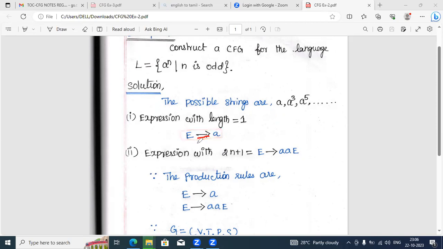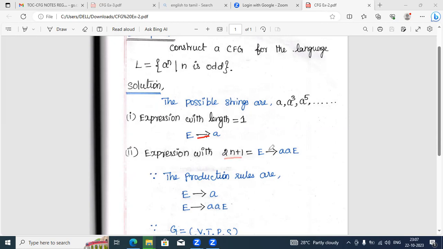Suppose it is more than 1. We cannot say for even numbers. We have to get only odd numbers, right? So 2n + 1: if the n value is 1, then 2 into 1, 2 plus 1, 3. We will get 3 a's. Suppose the n value is 2, 2 into 2, 4 plus 1, 5. Then if the n value is 3, 2 into 3, 6 plus 1, 7, right? So for this, we have to derive a production.